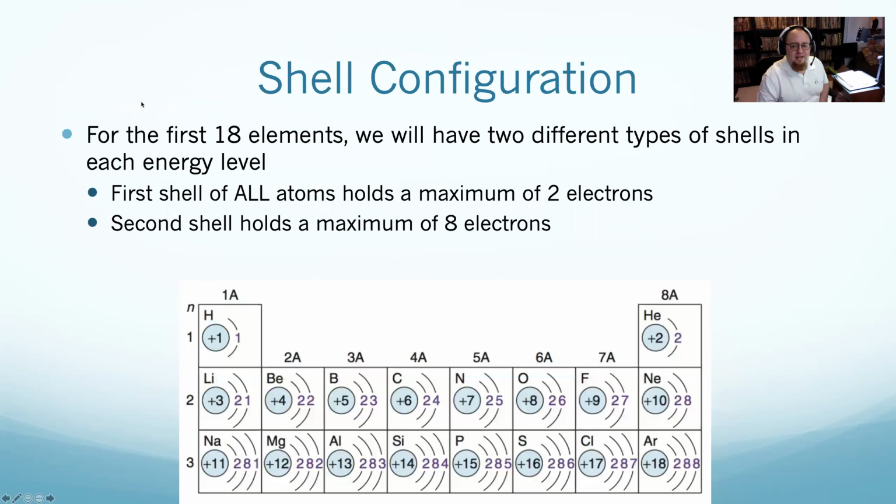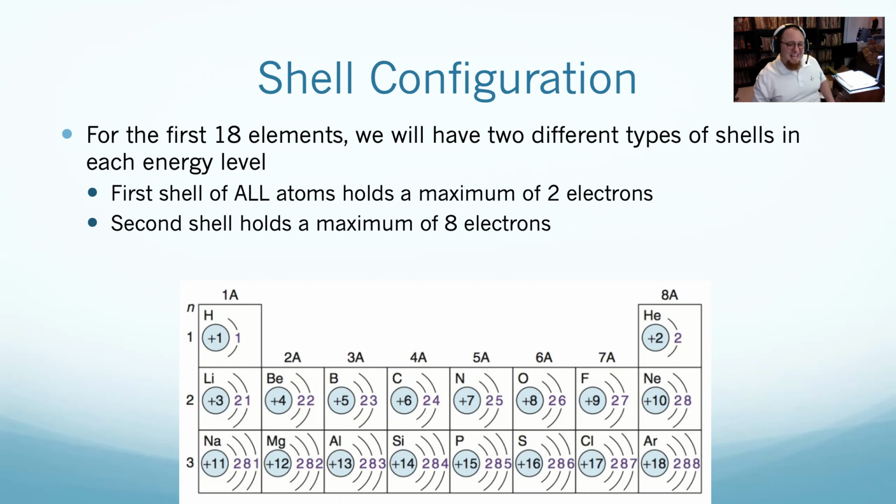For the first 18 elements, there are actually 2 different types of shells. I'm not going to get into details with shells, but let's do a quick version. There's something called an S shell, there's something called a P shell. An S shell holds 2, a P shell holds 6. You don't really need to know that. But the general idea is that with the different shells, they can either hold 2 or 2 plus 6. 2 plus 6 is 8.